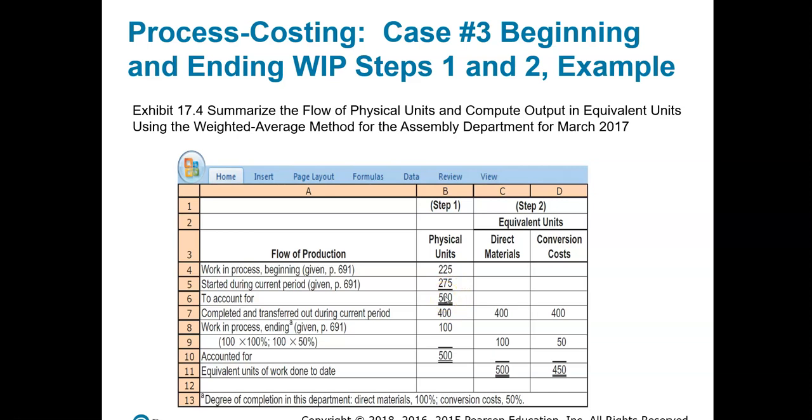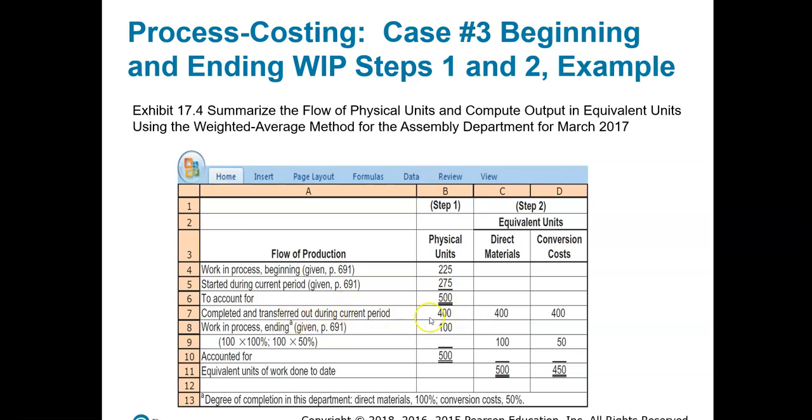Now, either they're complete or they're incomplete. If they're complete, we put them as completed and transferred out during the current period. If they're incomplete, then they're ending work in process inventory. Once we account for the physical units, then in step 2, we compute the equivalent units of production done to date in the assembly department.